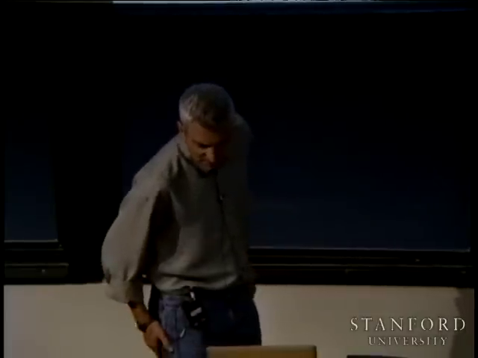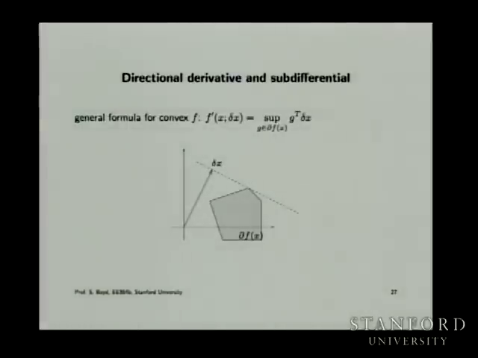Now the question is how is it related to the subgradient? And in fact, they're related by duality, which sort of makes sense. So here's the general formula. It says this: the directional derivative in the direction delta x is the sup of g transpose delta x, where g is in the subdifferential. And so this is called the support function of the subdifferential.